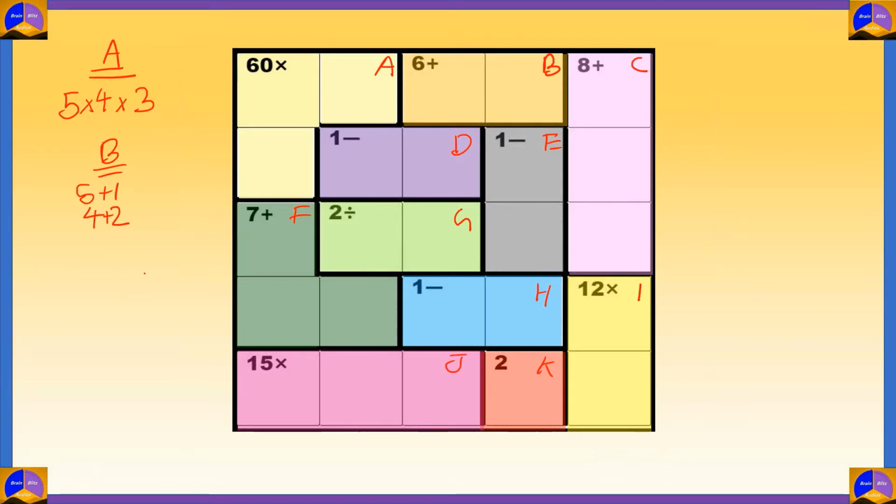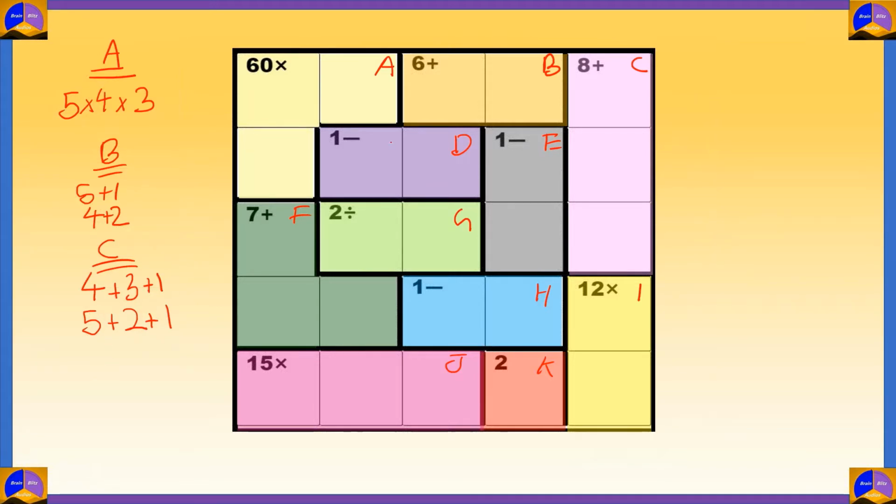Now, let's look at cage C. In cage C, there are 3 cells and the operation is addition. After adding, our result must be 8. So, the options are 4 plus 3 plus 1 and 5 plus 2 plus 1.